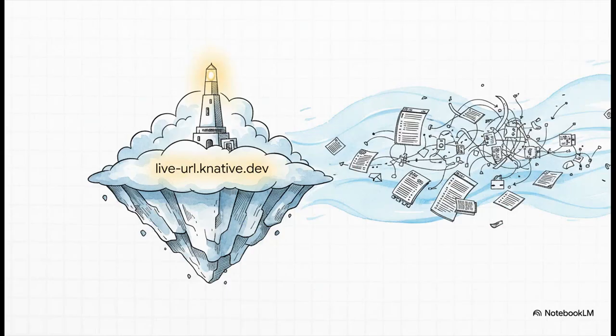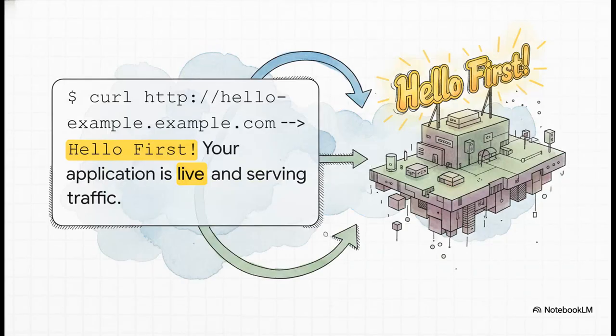And literally seconds later, Knative comes back and says, yep, I'm done, it's ready. It took our container, deployed it, set up all the networking, and gave us a public URL. No YAML, no firewall rules, just one command and a live website. And just to prove it's for real, we can send a little request to that URL, and there it is, hello first. Our application is live, it's running, and it's serving traffic to the world. It's just a brilliant example of how fast you can go from an idea to a running app.